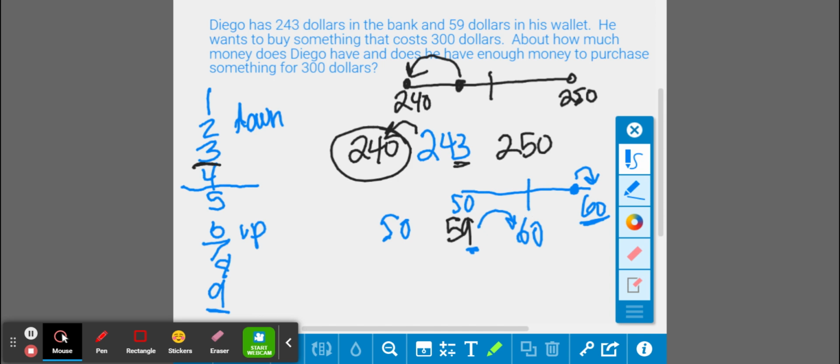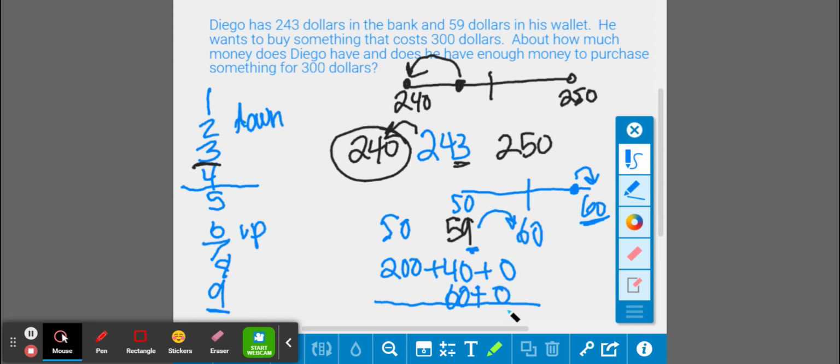Now what we have to do is go ahead and add these numbers up to see if Diego has enough money to purchase something for $300. So we're going to use expanded form to solve this problem. So 240 and 60. Remember, students in the third grade are still at that concrete level. They need to see things broken down into place value and picture drawings. The standard algorithm, again, comes in fourth grade. So we're not going to use that to help us solve this problem.